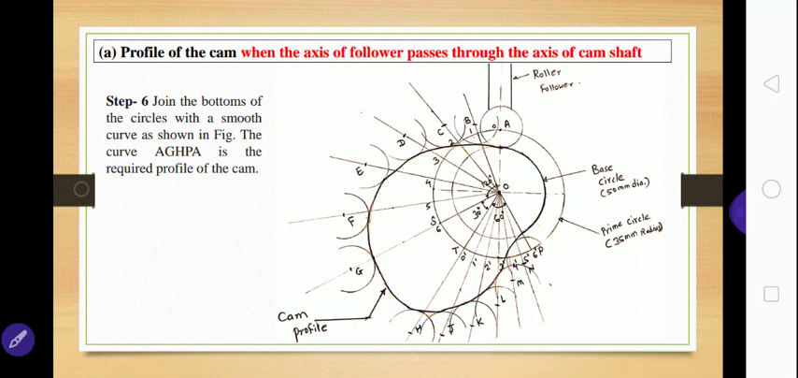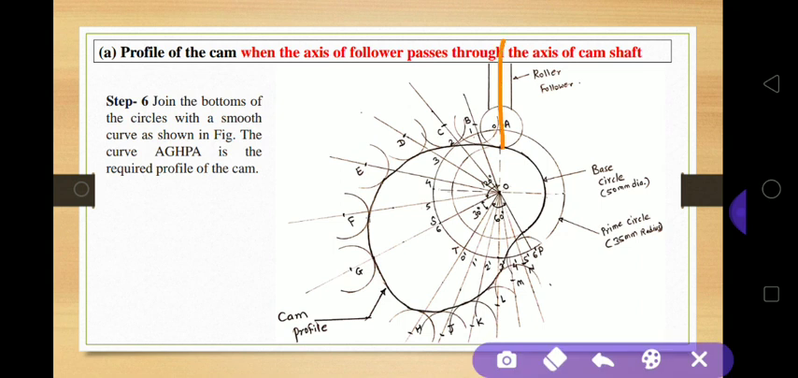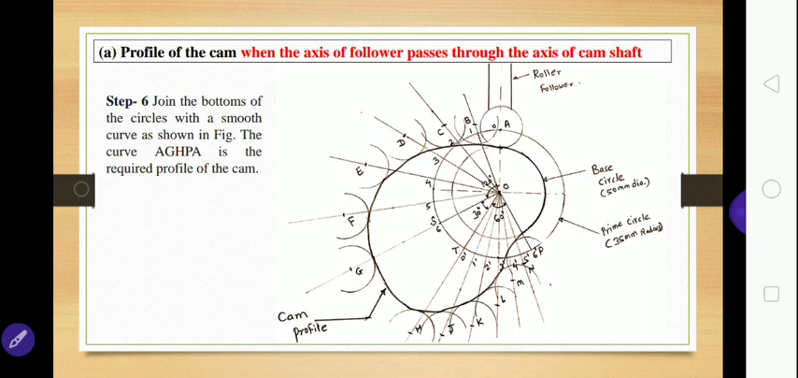This is our answer to the first question, that is the profile of the cam when the axis of the follower is passing through the camshaft. Here you can observe that the axis of the follower is passing through the camshaft. Here the camshaft I have not shown, it is not necessary in this problem, because the center of this minimum circle, that is the base circle, I have shown by point O. It is not necessary to mix too many things in this diagram. That's why I have not shown the camshaft here, even though a diameter is given. So this is the answer of the first question.